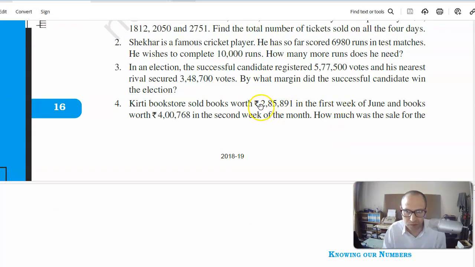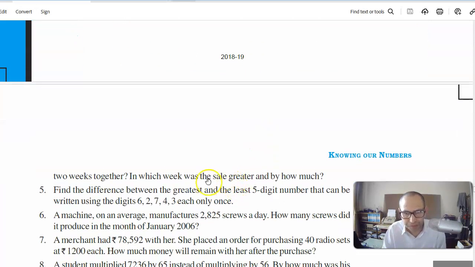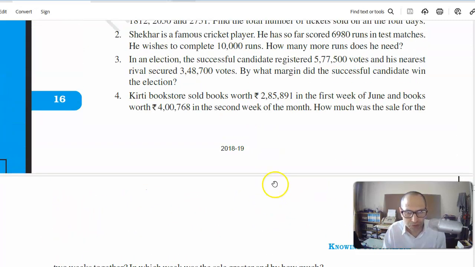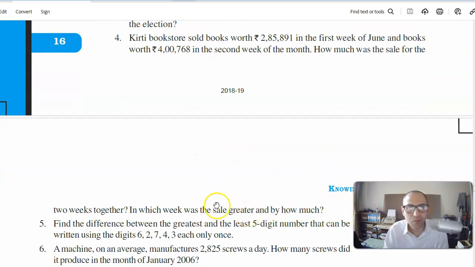So of course, 2,85,000 is less than 4 lakhs and whatever, right? So 4 lakhs is a greater number, which means that in the second week, the sale was greater, of course. And by how much? You want to know the difference. So then you would write this number minus this number, which would be the difference. And that is essentially the answer to by how much.